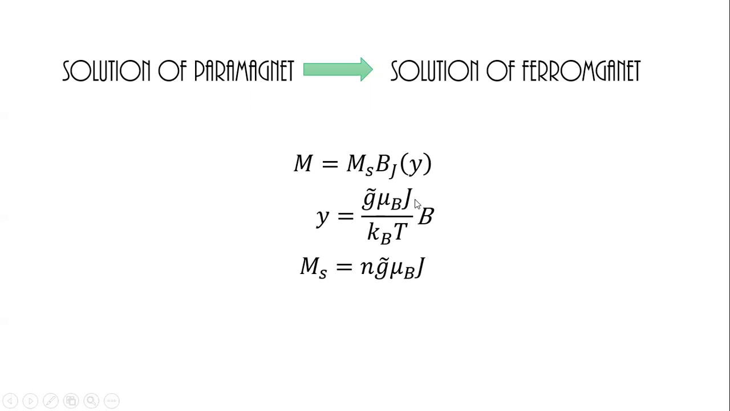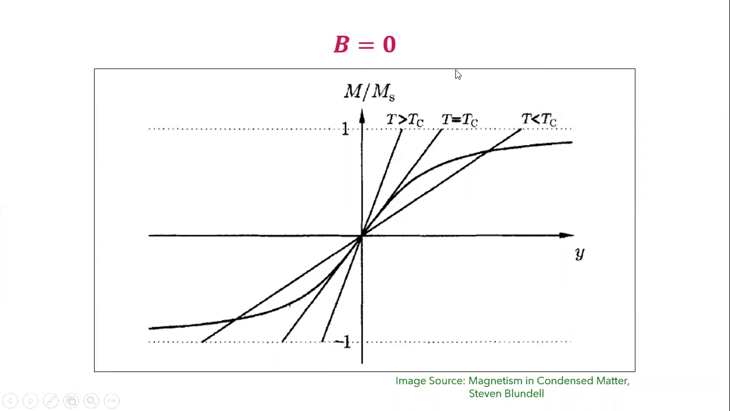Now, if I try to write the solution for the ferromagnet, I need to modify this B to something like this. Alright, now I have two solutions between magnetization and y. First this one, where magnetization is a Brillouin function of y, and the other one is this, where magnetization follows a straight line with y, where the slope between M and y is directly proportional to the temperature. Now, if I try to plot these, let's try to plot this for first zero magnetic field.